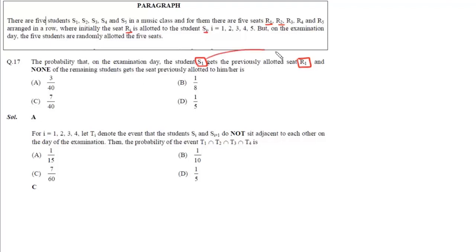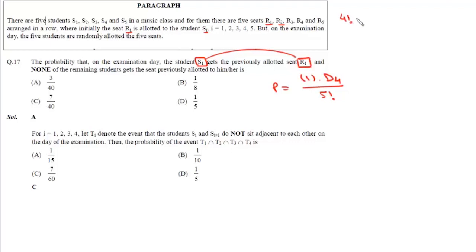Now if S1 goes to R1, there is only one way and none of the remaining 4 students must get their previously allotted seat. That means we have to derange these 4 students, which is done by D4, divided by the total number of ways of arranging these 5 students in 5 places. It is factorial 5 and this is the required probability. Now we need to calculate D4.